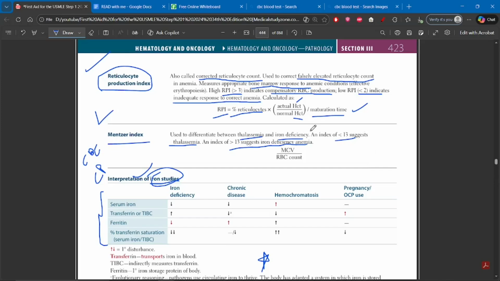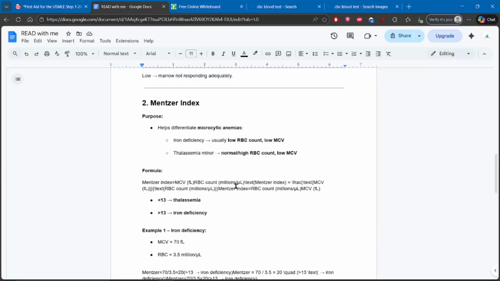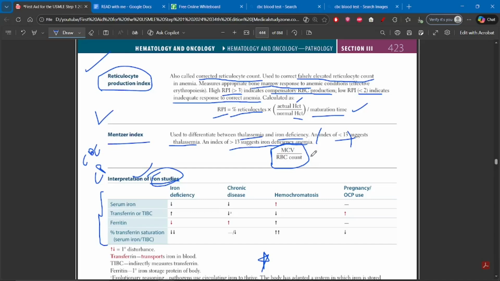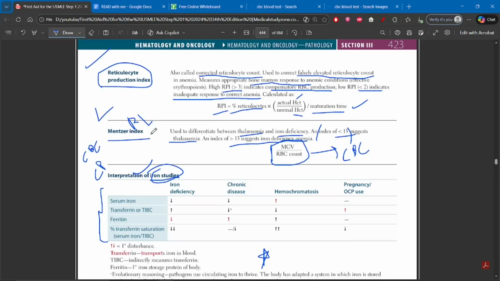I think that's simple. I need you to remember: an index less than 13 suggests thalassemia, more than 13 suggests iron deficiency anemia, and this is the formula. MCV divided by the RBC count. Both of them you would know from the CBC report, and it's also going to be mentioned in the question if they want you to use it. But this is more of a real life application, in which you can look at the CBC report of the patient and understand whether it is thalassemia or iron deficiency anemia. That is the application of the Mentzer index, right?